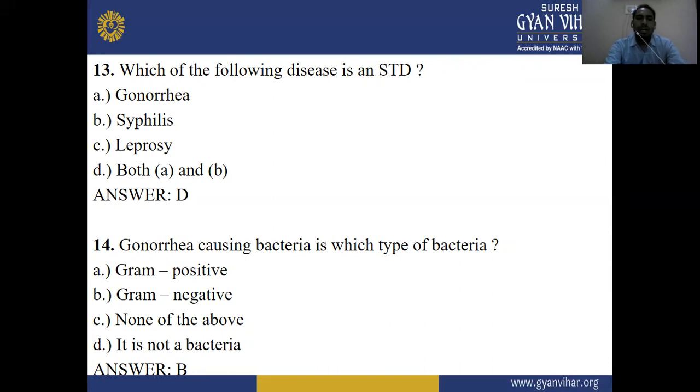Next question. Gonorrhea is caused by which type of bacteria? Option A, gram-positive bacteria. Option B, gram-negative bacteria. Option C, none of the above. And option D, it is not a bacteria. The right answer is B, gram-negative bacteria.